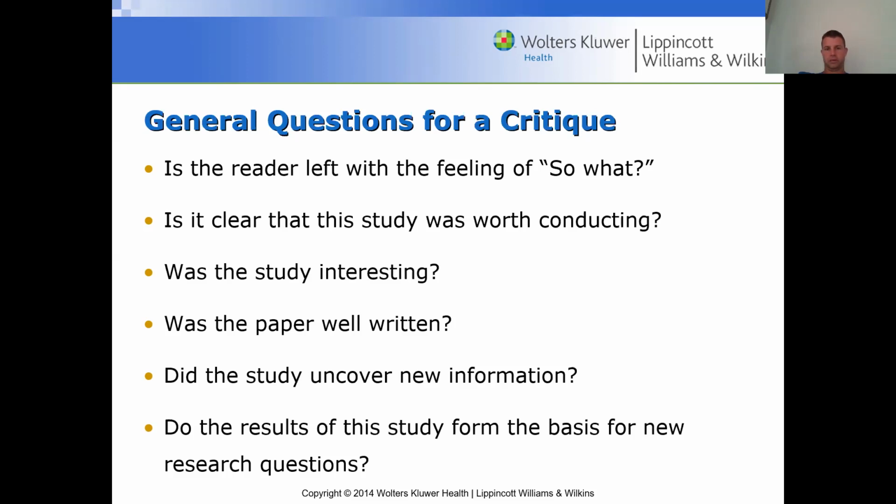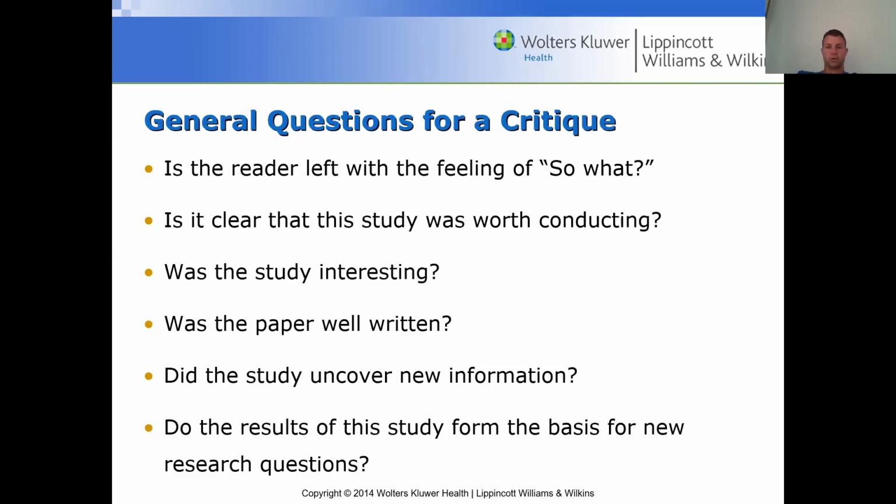Was the paper well written? If you can't make sense of it, you wonder: are they writing at an appropriate level of expertise, and are they even writing in the right language? They're going in and out of English, or they can't structure a sentence so that it makes any sense, right? If you're reading through this and having to reread every paragraph several times to put together what they're saying because the writing is so horrible, that's bad.